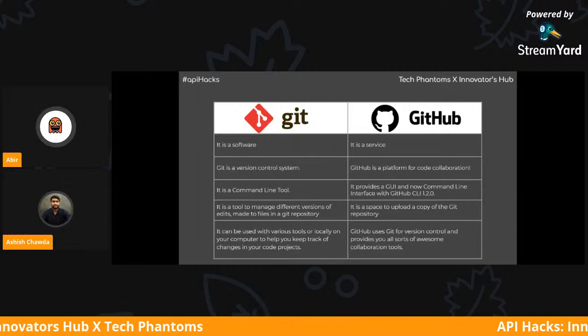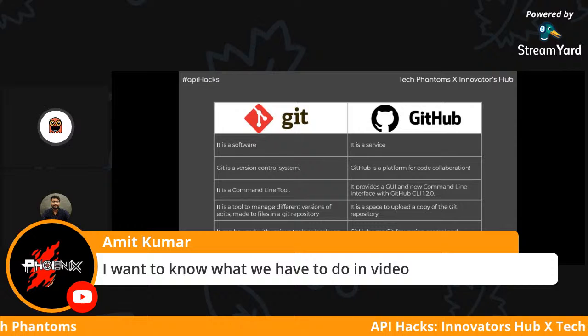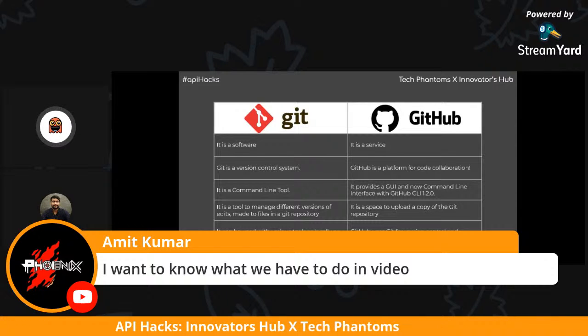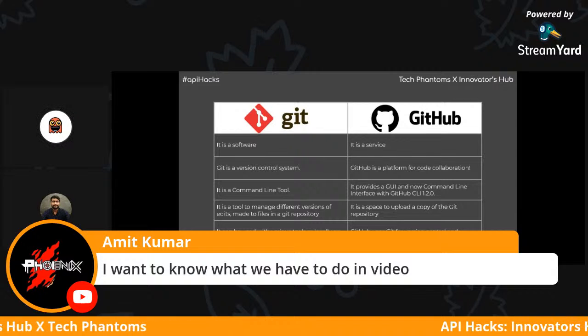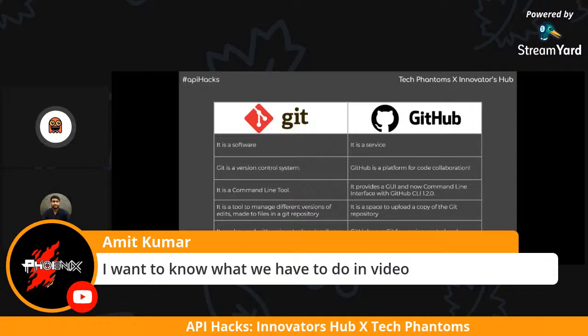First thing, I had Amit Kumar. So we have this doubt first. I want to know what we have to do in the video. So first of all, Amit, you just need to chill. Don't worry. Everything is fine. You just need to boost your creativity hormones, think of what you can do with technology, what you can do with anything.